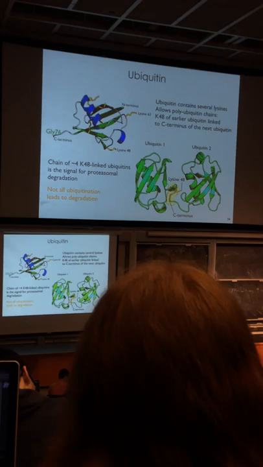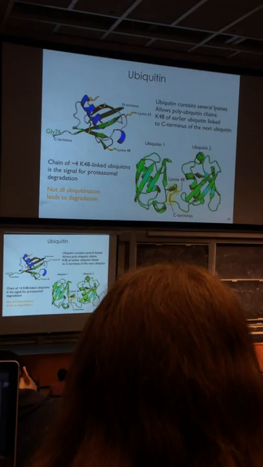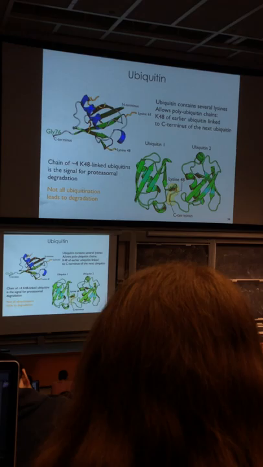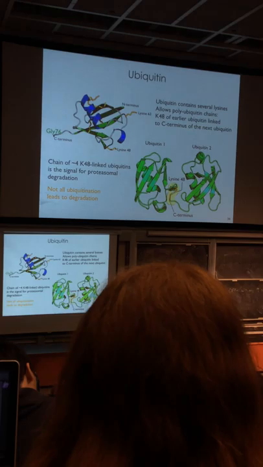So the first ubiquitin's C-terminus is linked to a lysine in the substrate protein. A second ubiquitin is linked to lysine 48 in the first ubiquitin, and so forth. And these four K48 ubiquitins together are the signal that is recognized by the proteasome to open that 19S regulatory particle, unwind the protein that's been ubiquitinated, and thread it into that pore to be degraded.